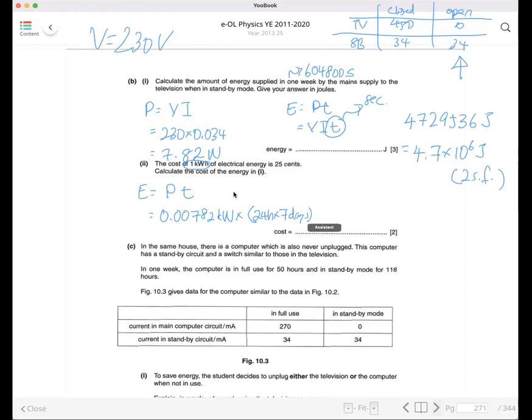So that is the amount of energy used by this. You'll get 1.31376 kilowatt hour. Every 1 kilowatt hour is 25 cents, so this amount of kilowatt hour costs how much? It will cost you 33 cents, to 2 SF. Understand so far? Both of you are able to do this. Well done.